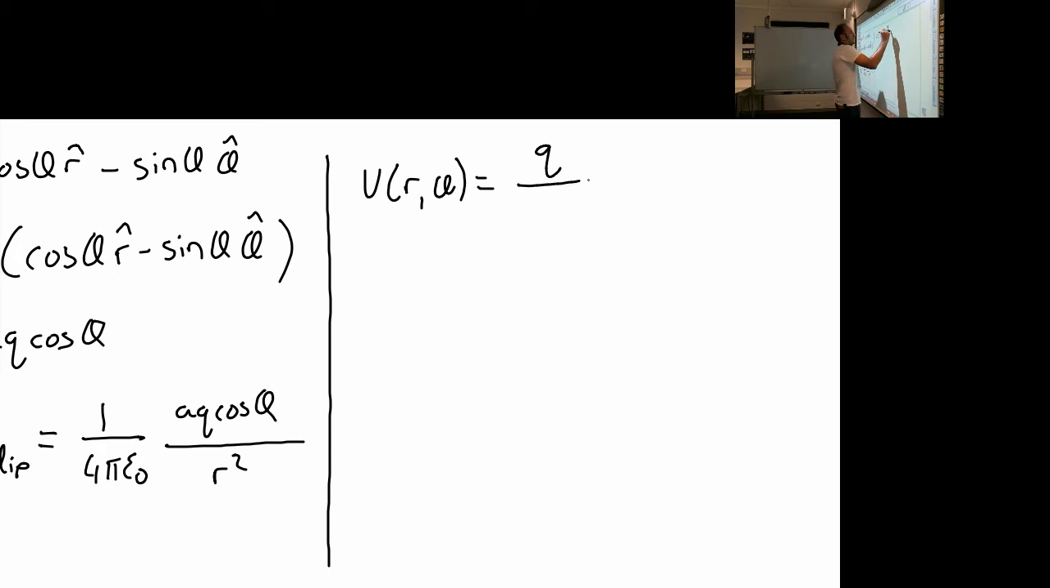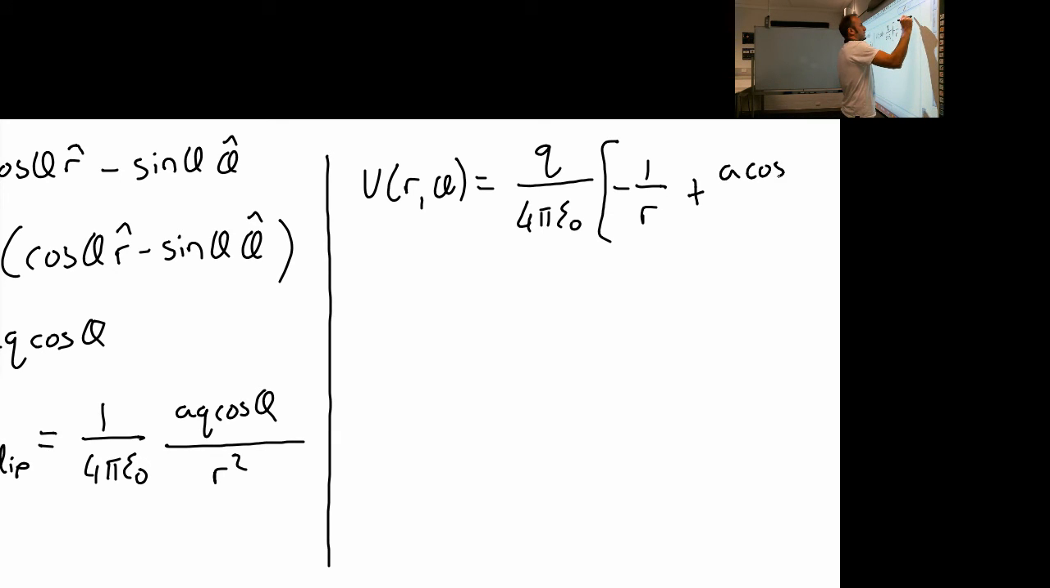So what does that make our total potential? Well, our total potential V, which depends on r and theta, will equal q divided by 4 pi epsilon naught by minus 1 over r plus a cos theta over r squared. Okay, so there is our total potential.